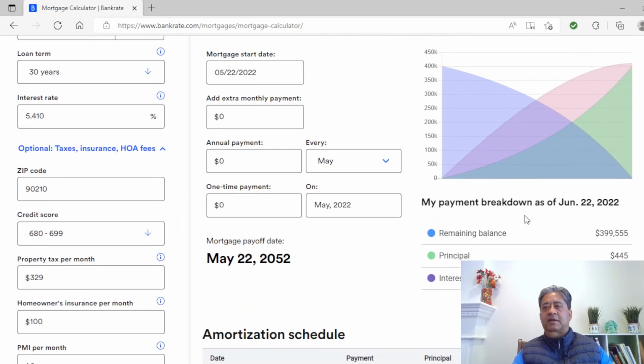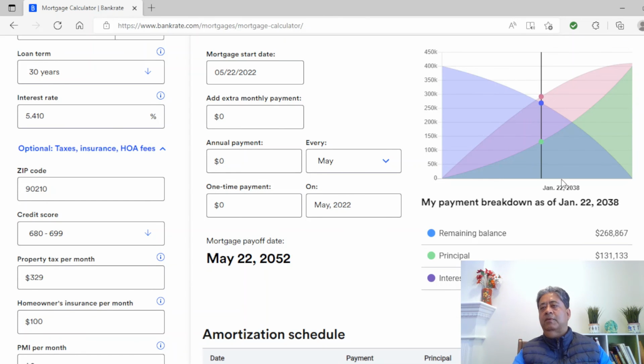So as you can see in the graph, if you move around, say in about 10 years, in May of 2032, the remaining balance is going to be $327,000. And your principal amount is going to be $70,000 that you would have paid. That will be your equity building towards your home. And the interest amount is going to be $199,000. You have to pay this much interest paid so far.